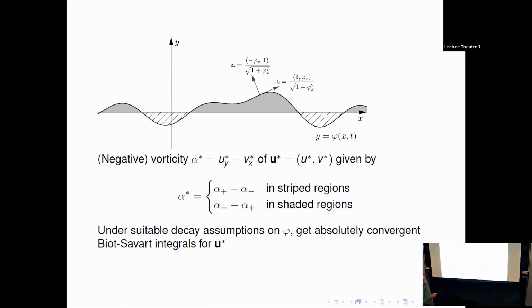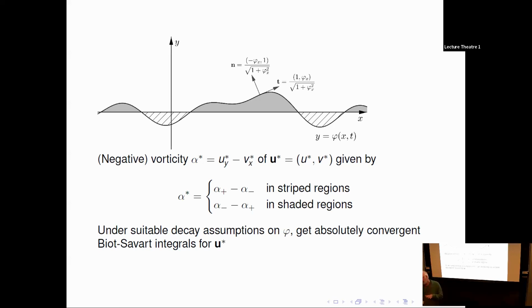This is one way to do it. Here's the unperturbed interface. This might be the perturbed interface. So out here, the vorticity is alpha plus. Down here, it's alpha minus. And then in these regions, the vorticity perturbation is alpha plus minus alpha minus. And here it's alpha minus minus alpha plus.